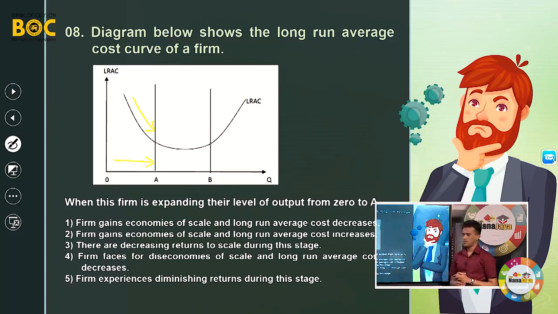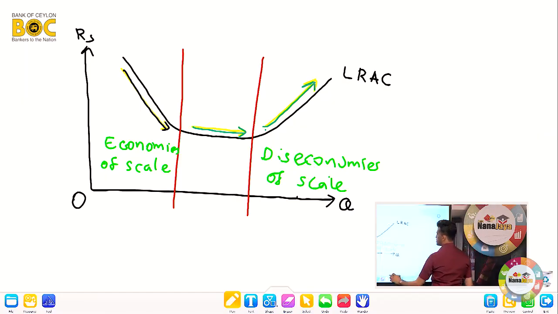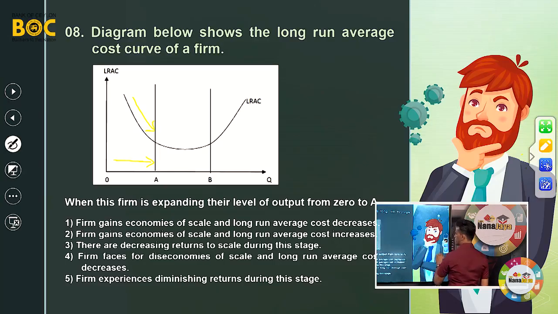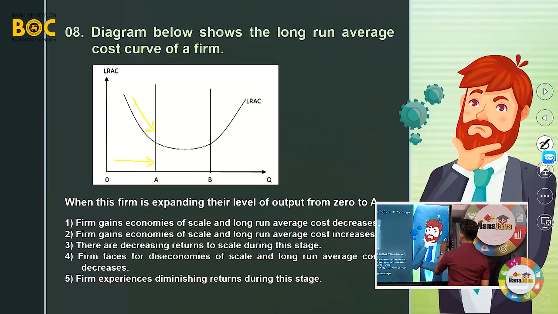So, we will read the answers. First one, firm gains economies of scale, yes, correct, and long run average cost decreases. Yes, the first answer itself is correct. Why? During this stage, the economies of scale are there to the firm, and the long run average cost decreases. So the first answer can be taken as the answer for this question. Firm gains economies of scale and the long run average cost decreases. Answer number 1 is the answer for question number 8.